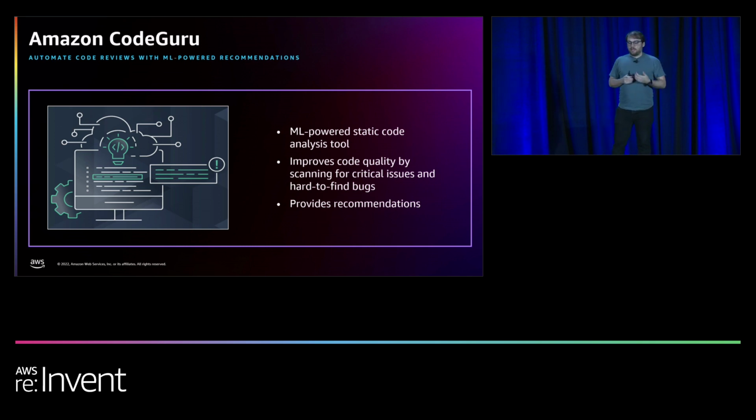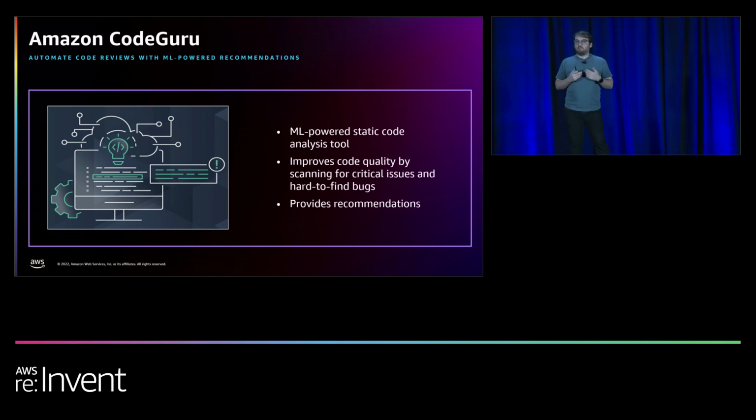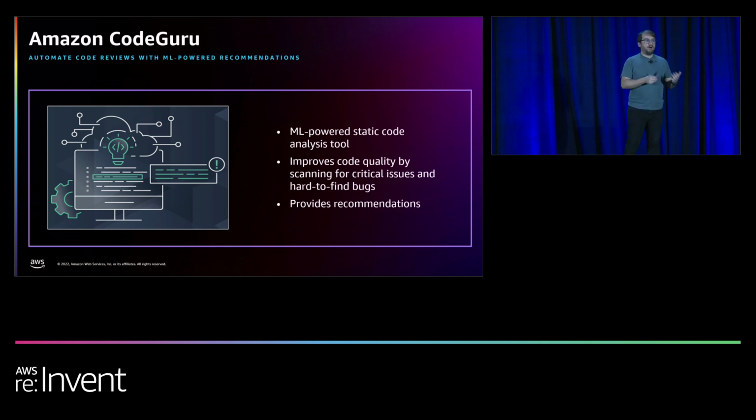CodeGuru is yet another ML-based static code analysis tool that's tailored for Java and Python. It helps to improve the quality of your code by identifying hard-to-find defects as well as critical security issues. Because of the way CodeGuru's machine learning model works, it doesn't just point you to the defects or to the possible improvement opportunities you may have there. It also gives you intelligent recommendations about how you can fix those issues.